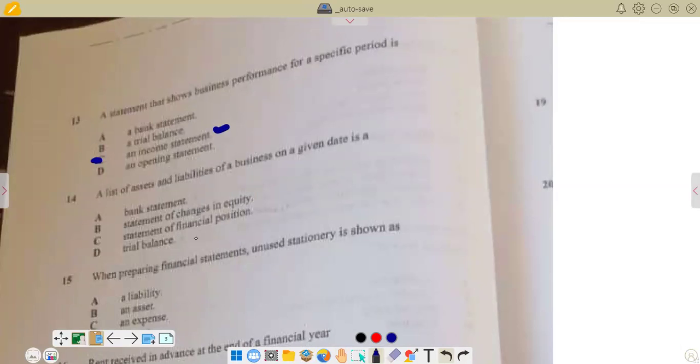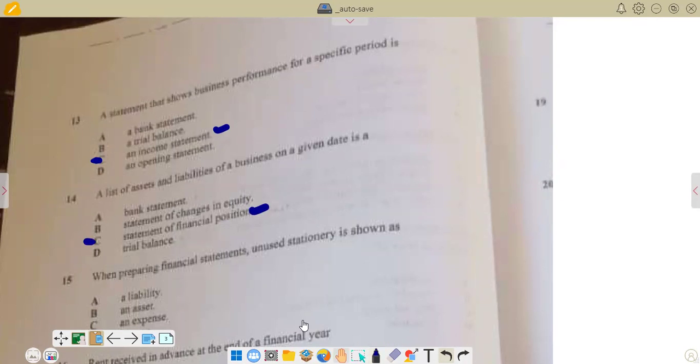And then we go to the next one. A list of assets and liabilities of a business on a given date is... It can never be a bank statement. Remember, it can never be a statement of changes in equity, but it can only be a statement of financial position, which is C. So C is the most appropriate that we have there.